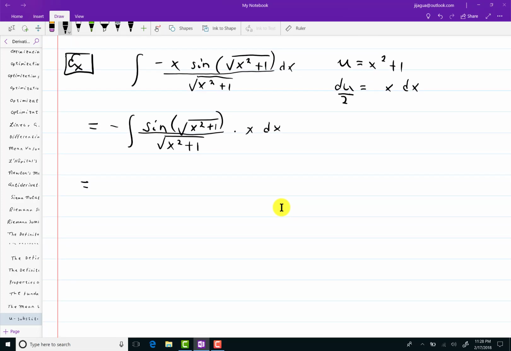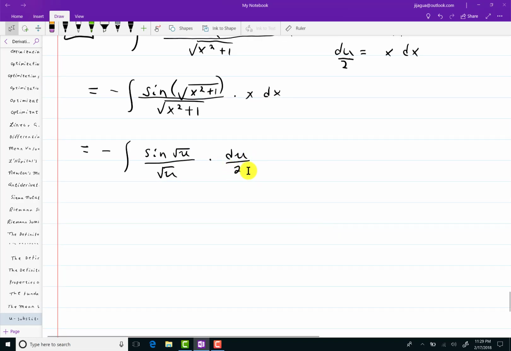So this ends up being negative integral sine of u, sine of the square root of u, all over the square root of u times du over 2. So I've made my substitutions. Now I'm all in u land. What I can do now is take the 2 out front, and I would have this equals negative 1/2 the integral of sine radical u divided by radical u du.